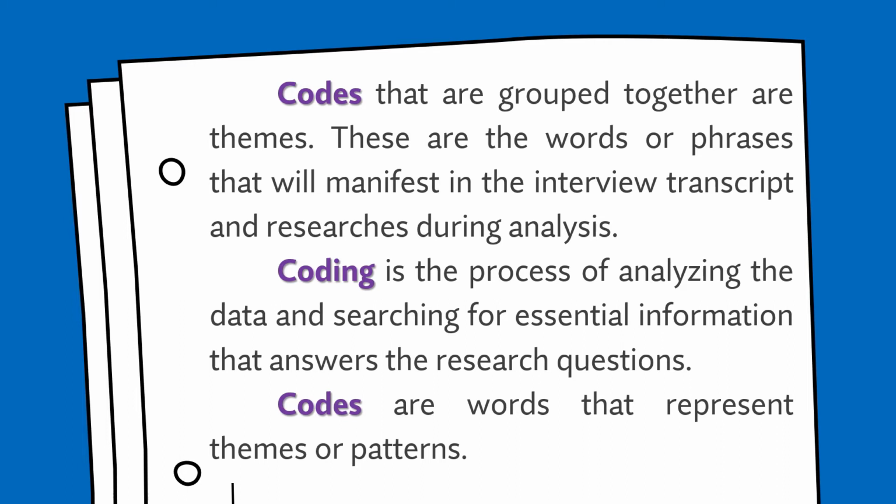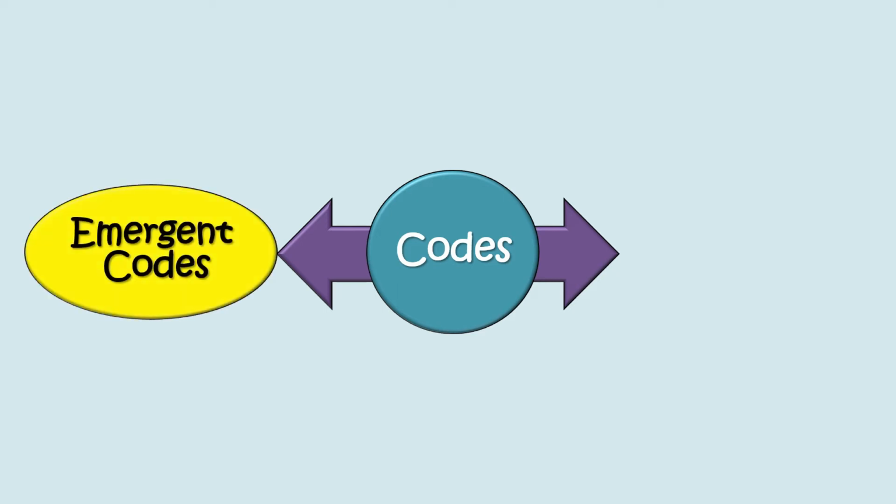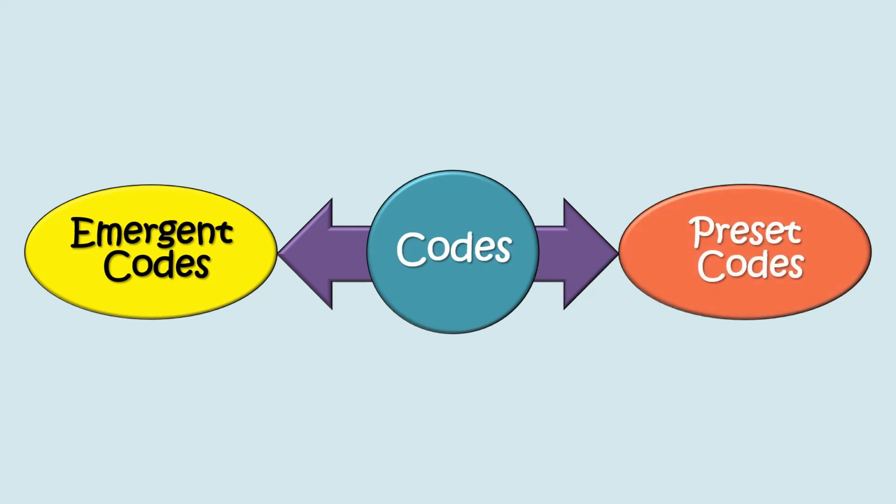Codes are words that represent themes or patterns. These are considered essential if they occur or have been mentioned several times by the informants. There are two types of codes in qualitative research according to Taylor Powell and Renner of 2003, and these are emergent codes, or those that show up during analysis, and preset codes, which are those that have been identified prior to analysis.